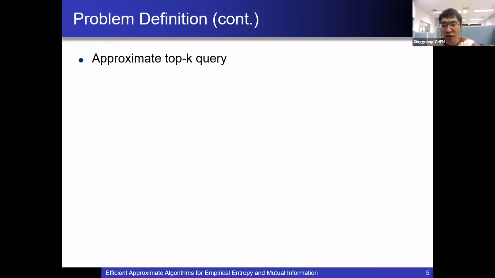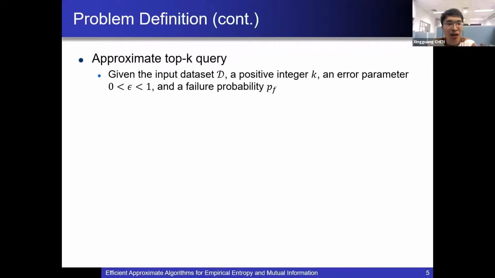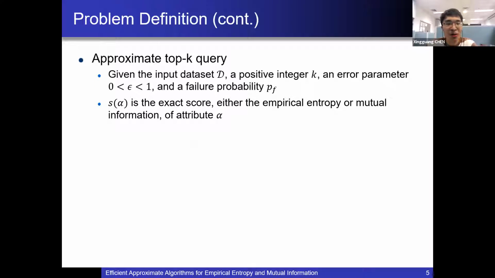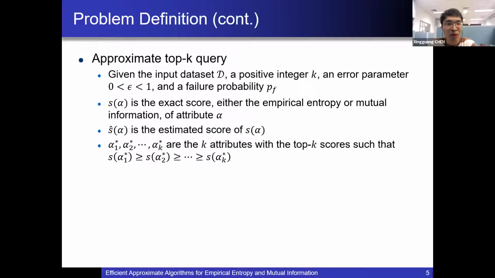To answer queries efficiently, we first define approximate top K query as follows. Given the input dataset D, a positive integer K, an error parameter epsilon, and a failure probability Pf, S alpha is the exact score, either the empirical entropy or mutual information of attribute alpha. S hat alpha is the estimated score of S alpha. Alpha 1 star, alpha 2 star, and alpha K star are the K attributes with the top K score such that the following inequalities are satisfied.